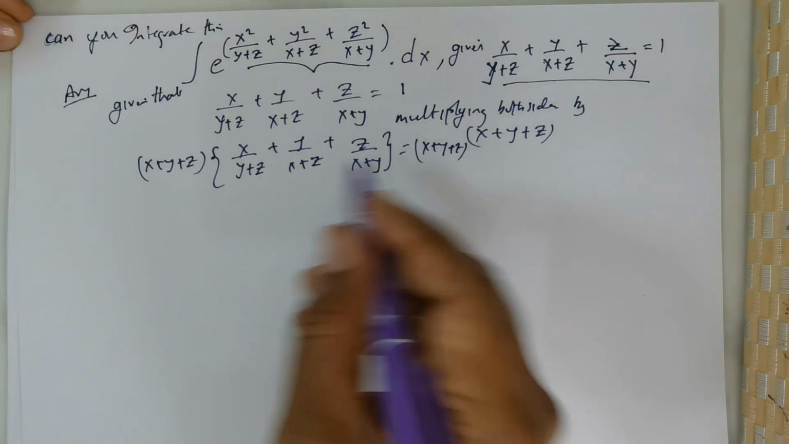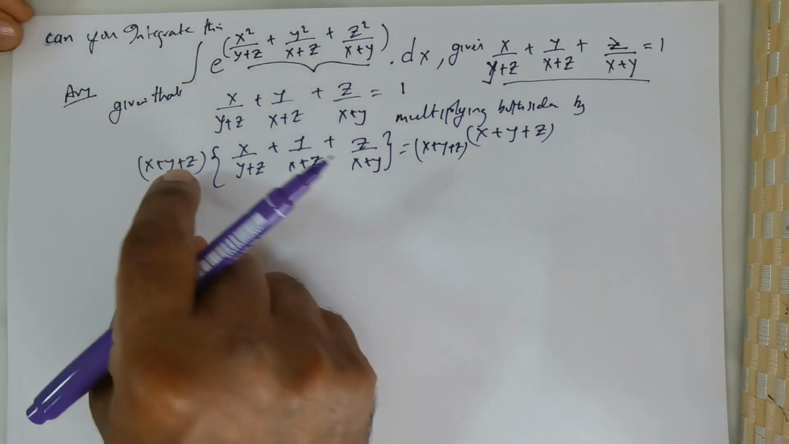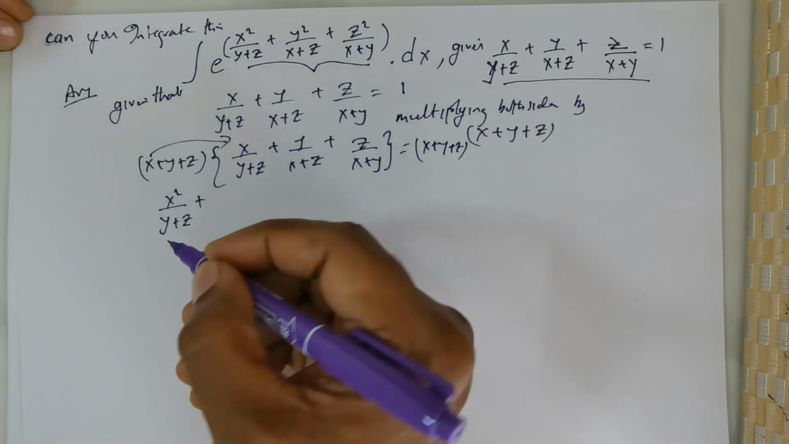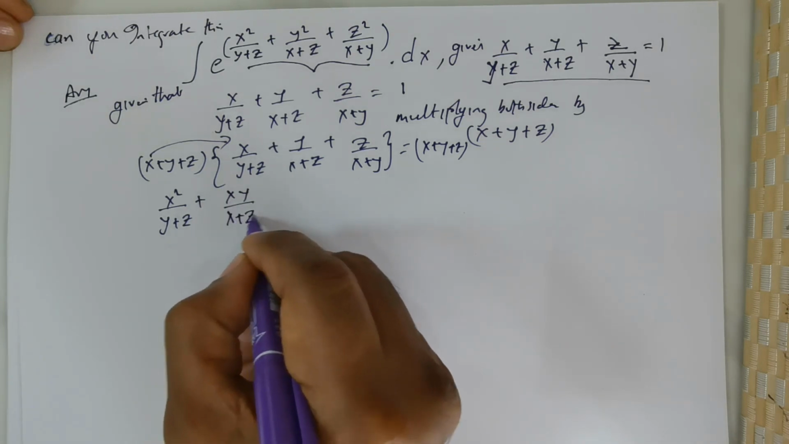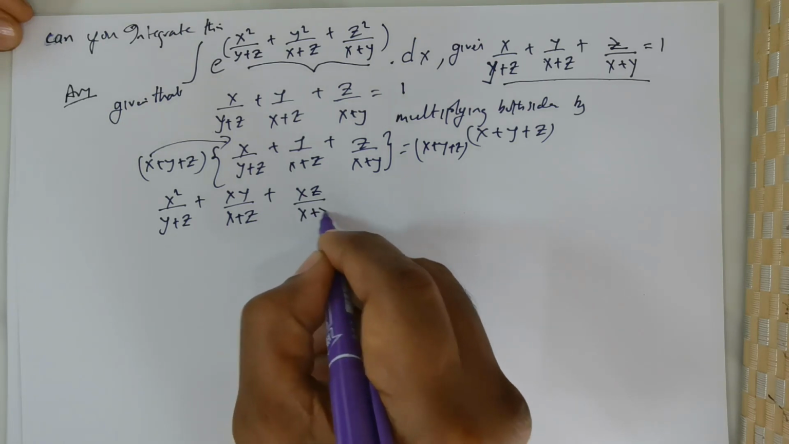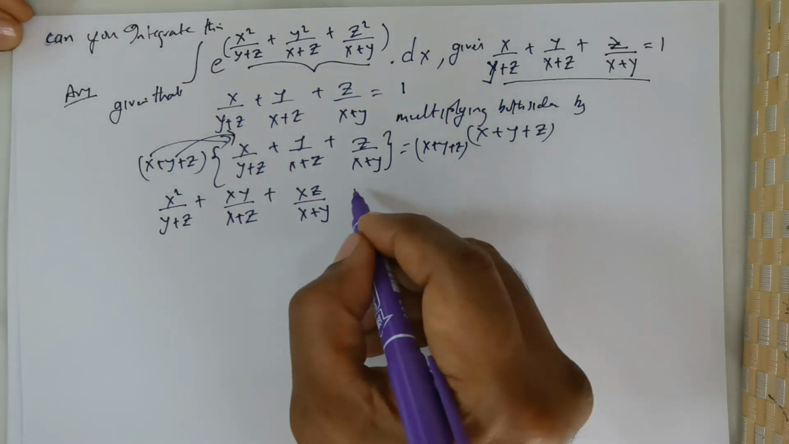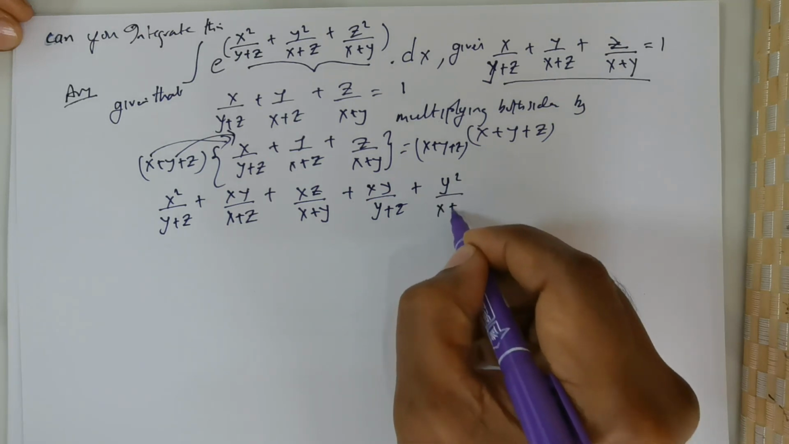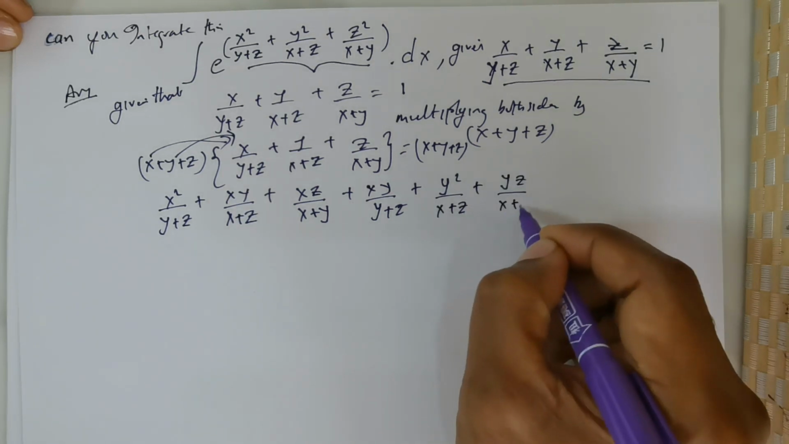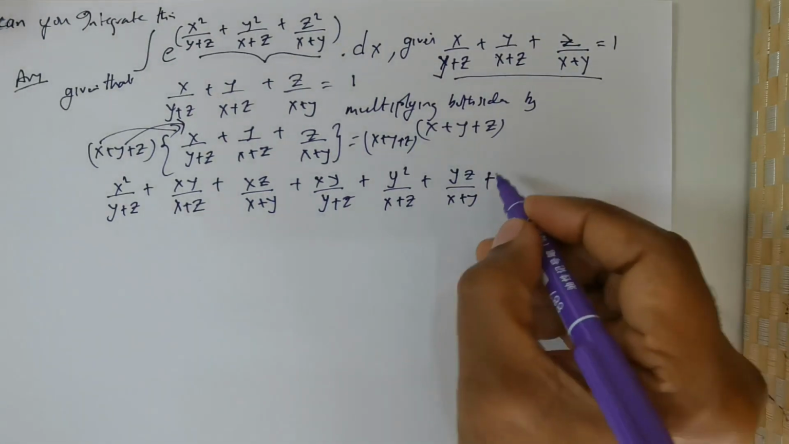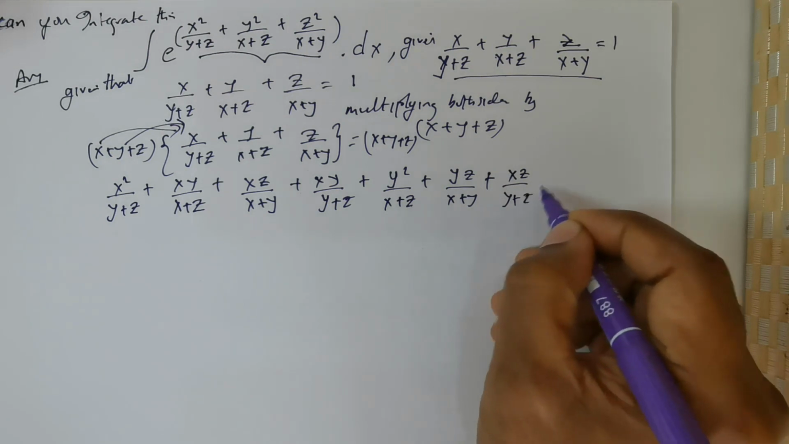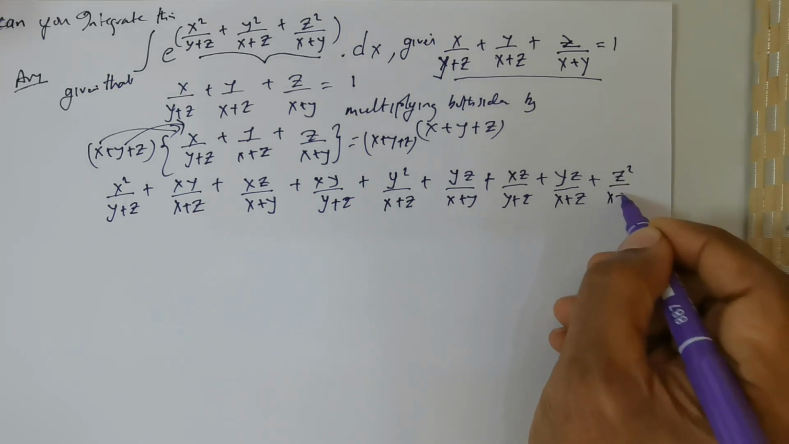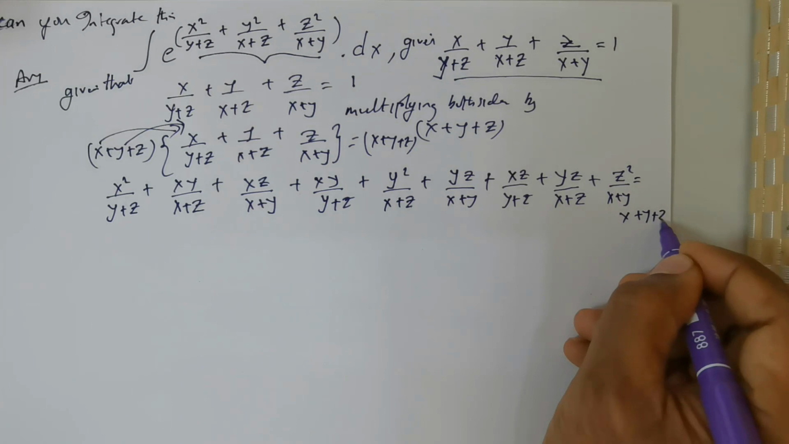Now distribute x + y + z. I start off with x, so this is going to give me x squared over y + z + xy over x + z + xz over x + y. I start off with y now: xy over y + z + y squared over x + z + yz over x + y. I start off with z now: xz over y + z + yz over x + z + z squared over x + y is equal to x + y + z.